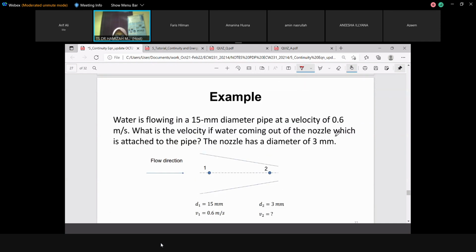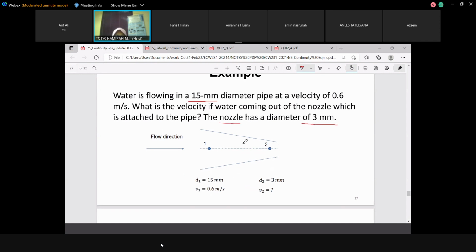Okay, let's see one of the examples with value numbers. So you have the constriction pipe, meaning the pipe is getting smaller, or you have an enlargement pipe. So this question is a constriction pipe. The pipe decreased from 15 mm to 3 mm. Okay, so meaning here the pipe, another part, point 2 is the nozzle. Nozzles are usually smaller than the pipe. Okay, so you need to find the velocity at the nozzle.